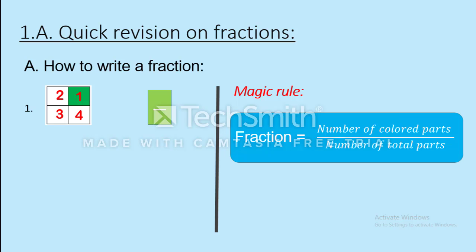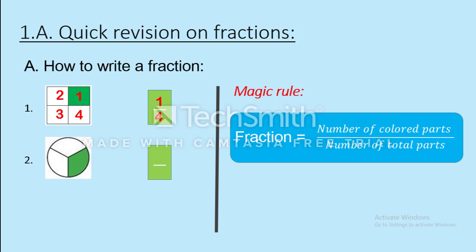Let's count the number of total parts: 1, 2, 3, 4. So 4 will go down because it is the number of total parts. And we will write 1 at the top. We have only one colored part.